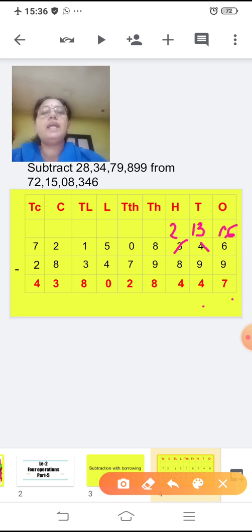Coming to the hundreds place, it is 2 minus 8. Now 8 cannot be subtracted from 2. So from the thousands place you will borrow a number. When you borrow, this 8 will become 7, and this will become the number 12. Now 12 minus 8, or you count after 8: 9, 10, 11, 12, that is 4.